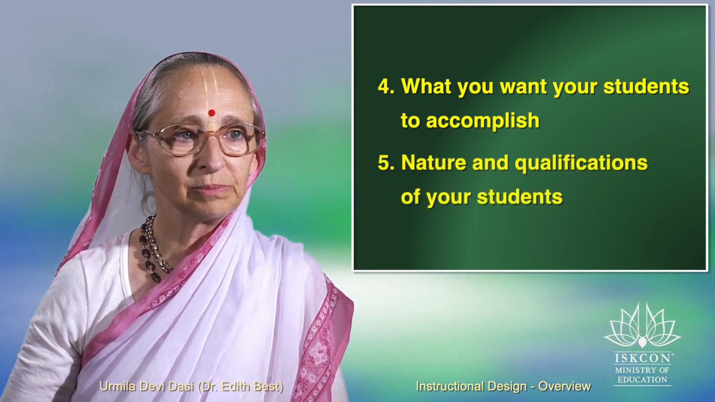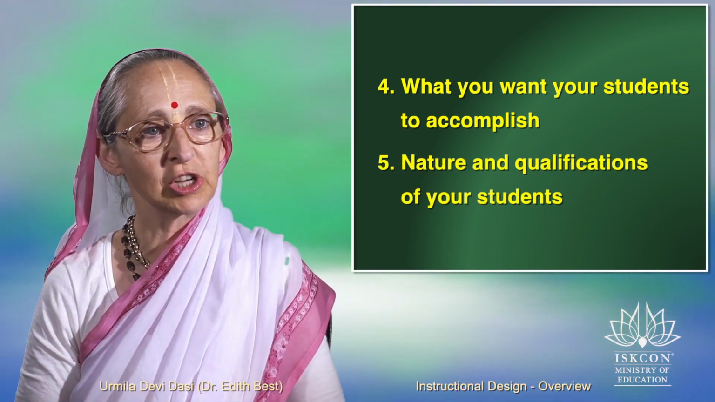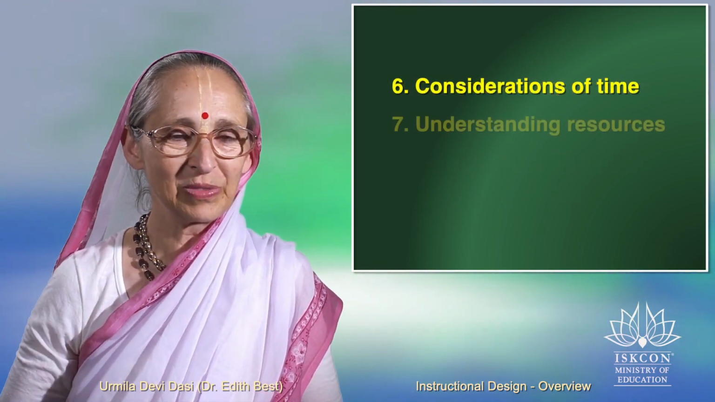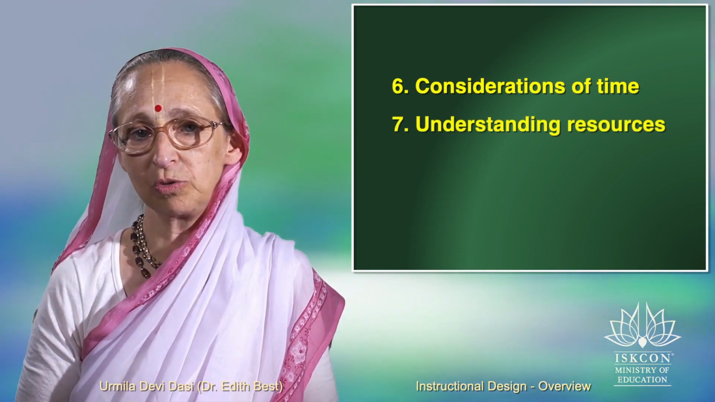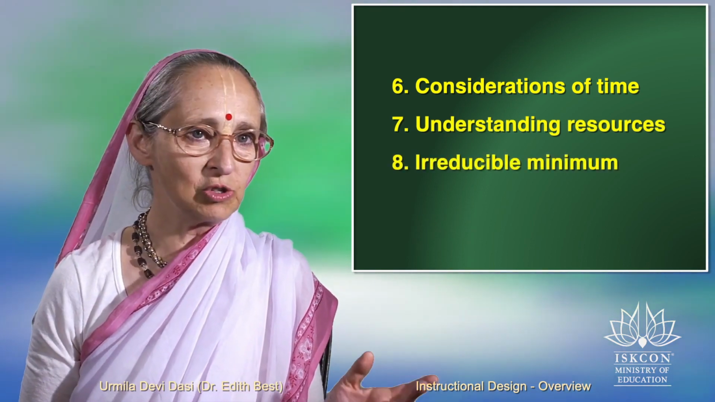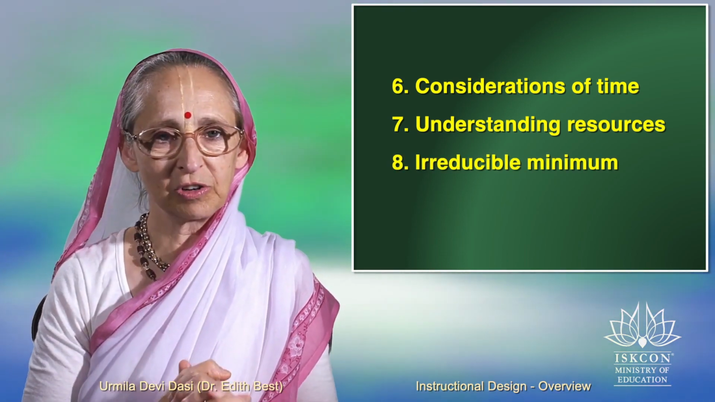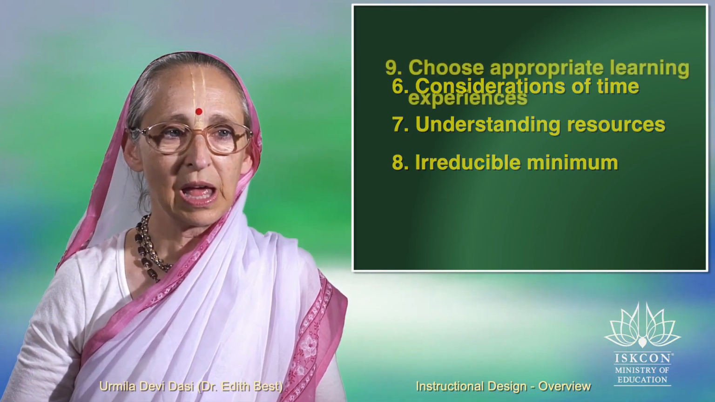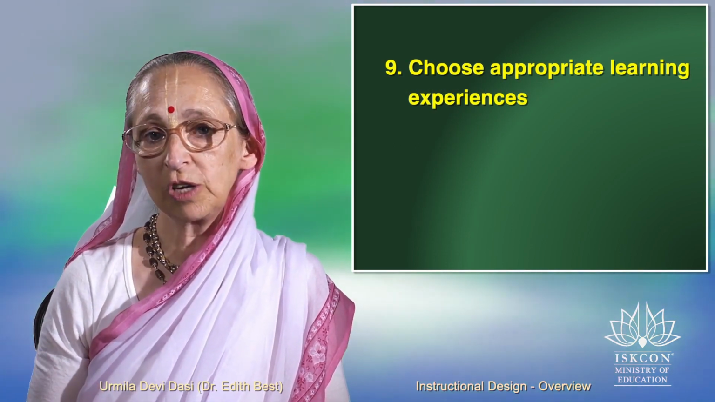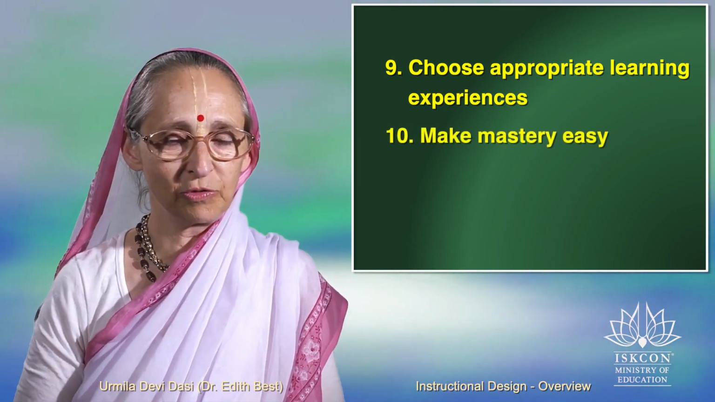The next one will be to understand the nature and the qualifications of the people that you're teaching and to adjust your teaching accordingly. We'll also be considering how time affects teaching. Then the various resources that we use in teaching, how to gather them, how to use them, how to identify what we call the irreducible minimum. What is the most basic thing that your students have to master in order to achieve those objectives? Then how to choose appropriate learning experiences or teaching methods to achieve your objectives with the particular students that you have. How to make mastery easy for your students.